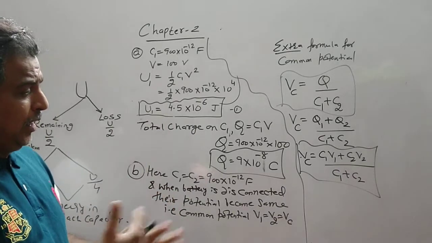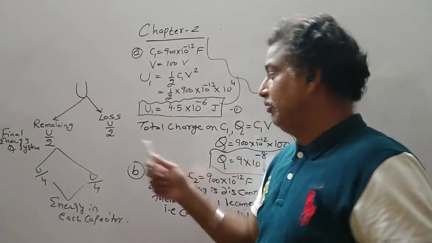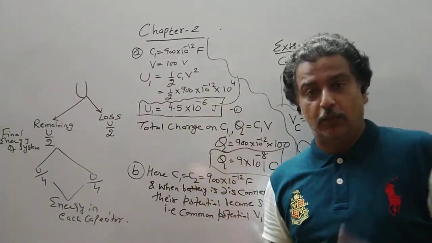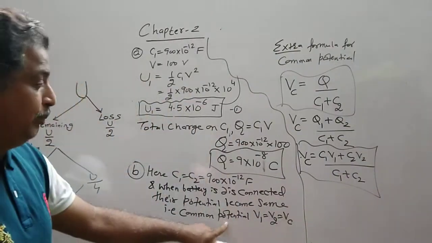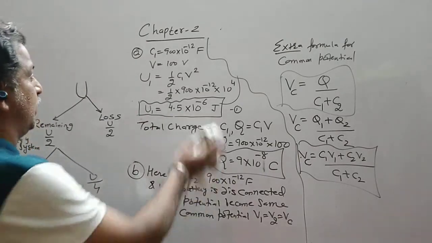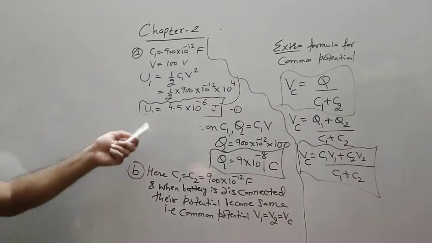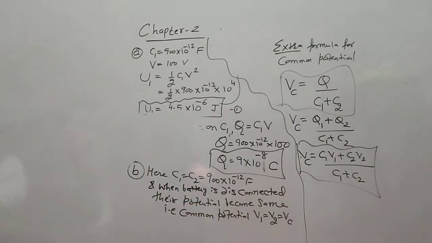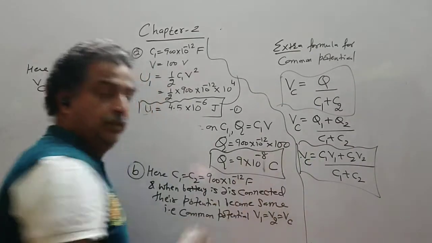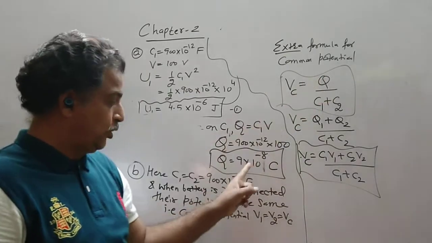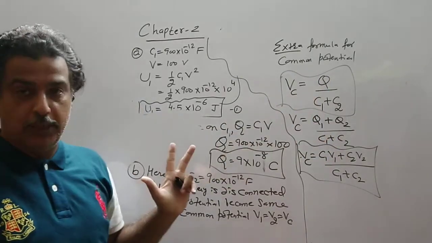Now let us see. Here V1 means C1 connected to the battery. So C1 was connected to a 100 volt battery. Now let us find out the common potential for this sum. Or we do the second part by the concept of the common potential. So the total energy is 4.5 and we will see the concept of common potential. So here Vc is equal to C1. I can also find out capital Q. If you have found capital Q, divide capital Q by C1 plus C2. You will get the common potential.